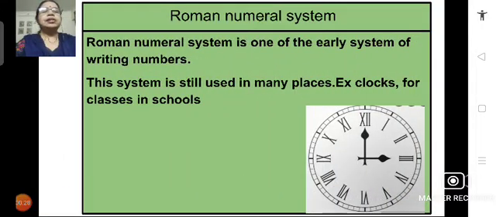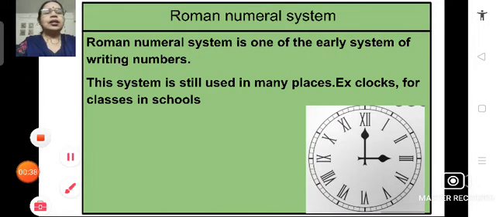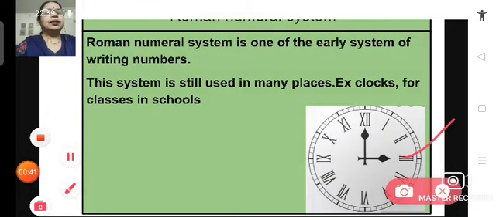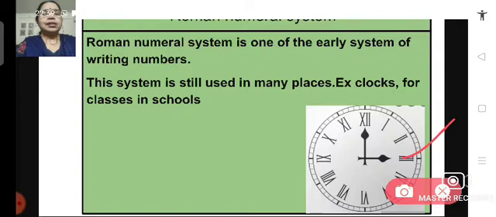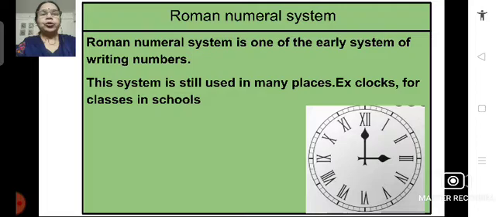So, the Roman numeral system is one of the early systems of writing numbers, and it is still used in many places. For example, in clocks we can see Roman numerals like this, and we also see Roman numerals while mentioning classes in schools. So let's see how we write Roman numerals.